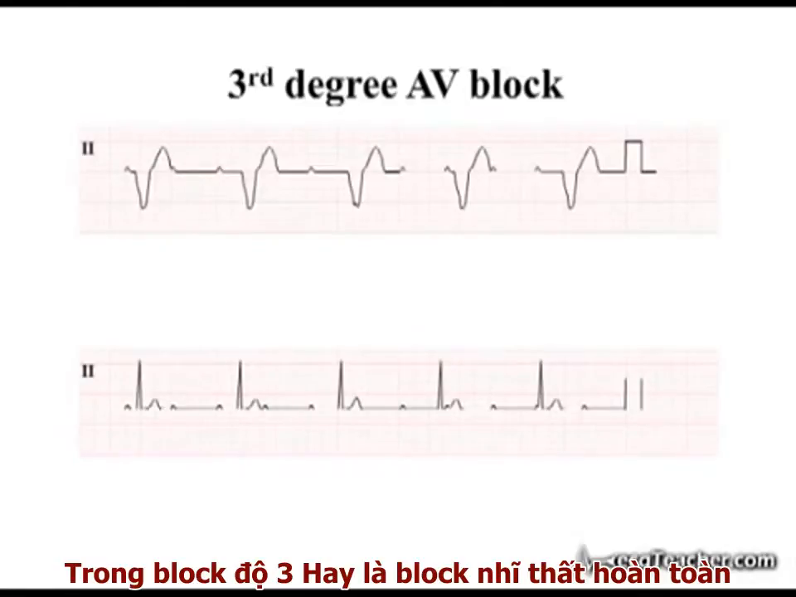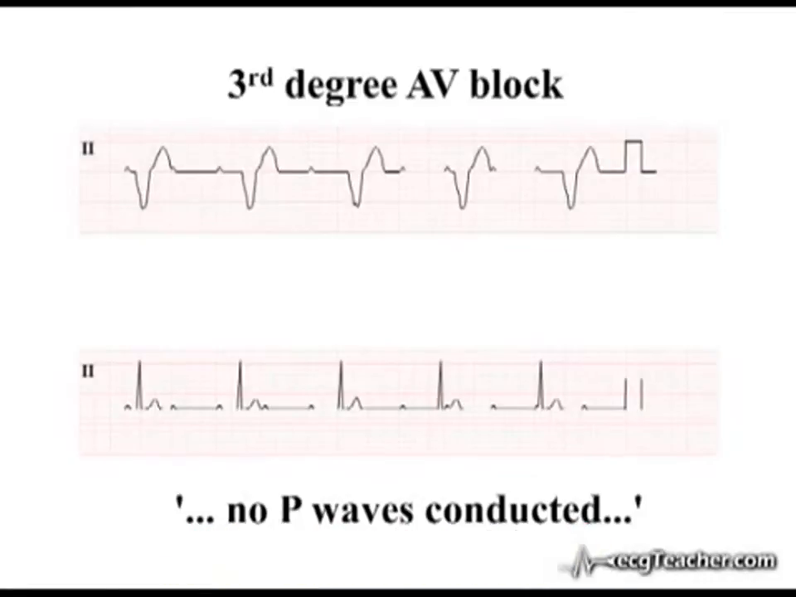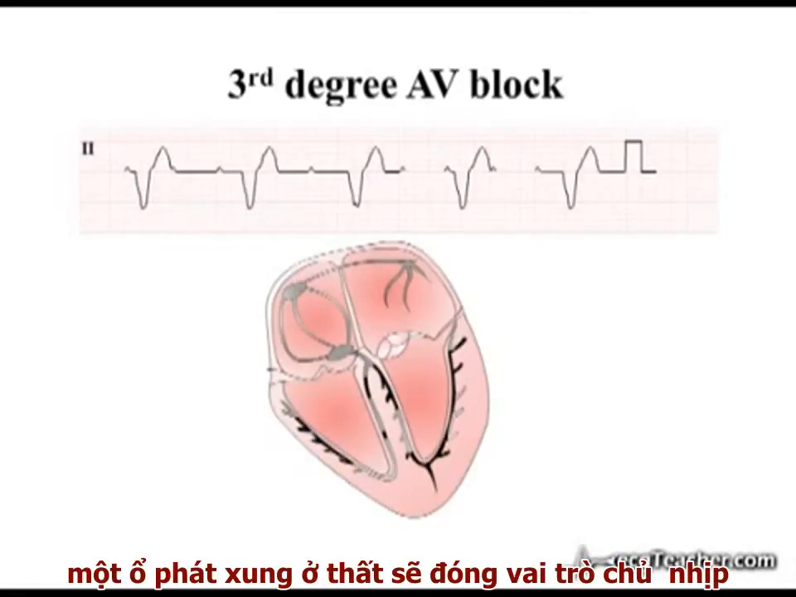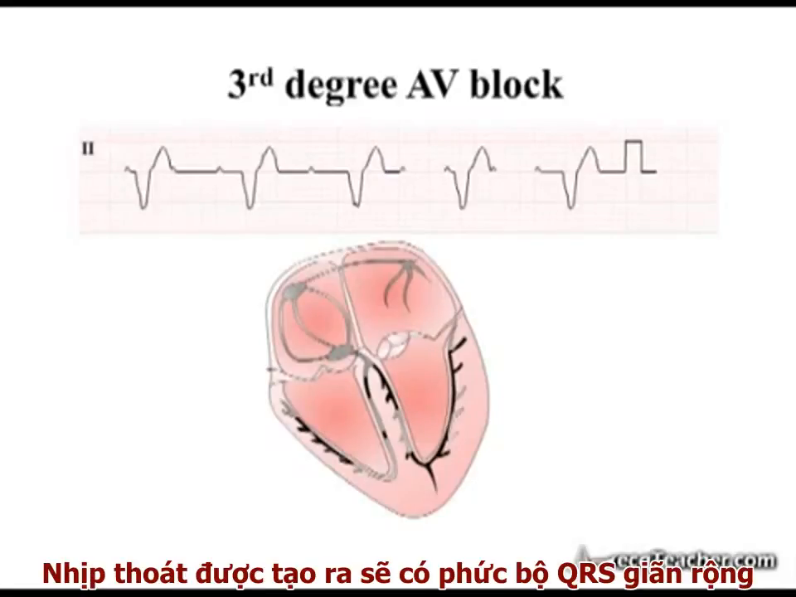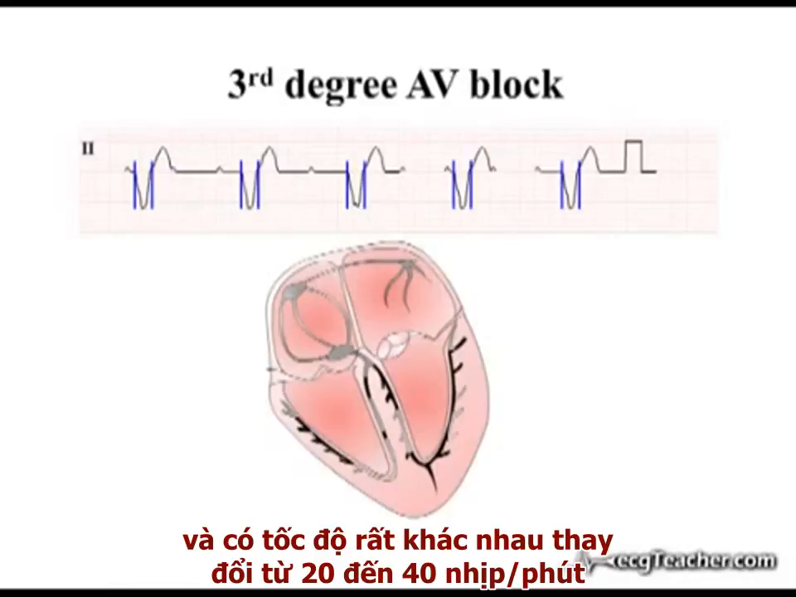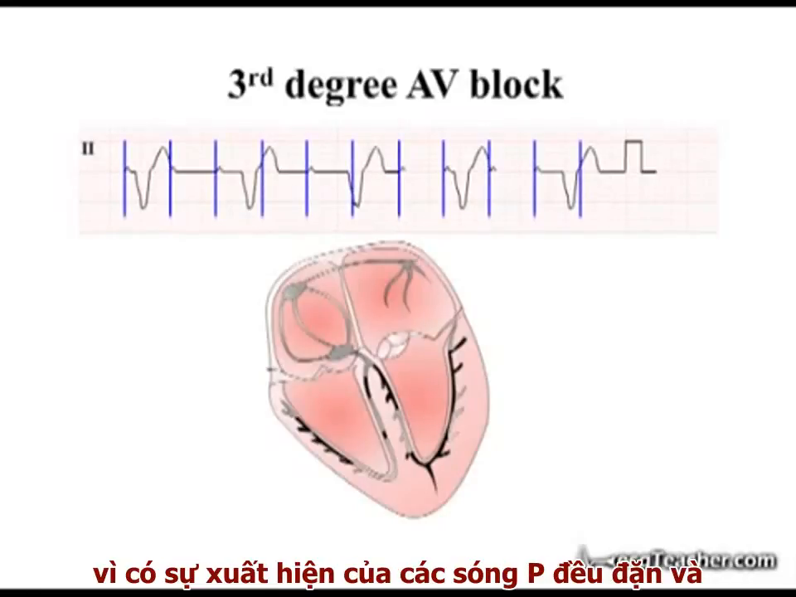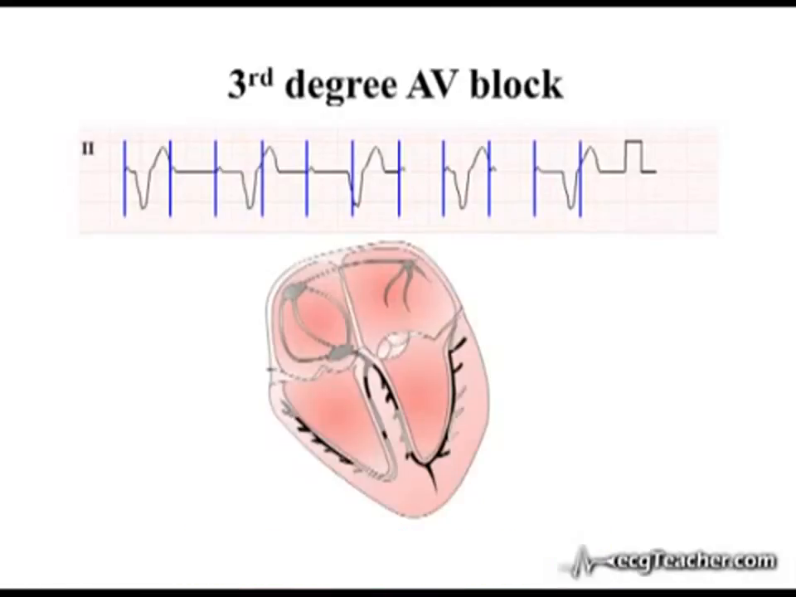In third degree or complete AV block, no P waves are transmitted to the ventricular myocardium. When this problem arises secondary to diffuse damage of the conducting system, a ventricular focus will take over pacemaker function, driving ventricular depolarization. The escape rhythm generated will be broad complex and will vary in rate between 20 and 40 beats per minute. At this stage, you should be able to spot the AV dissociation evidenced by the presence of regularly occurring P waves which show no fixed relationship with the QRS complexes.